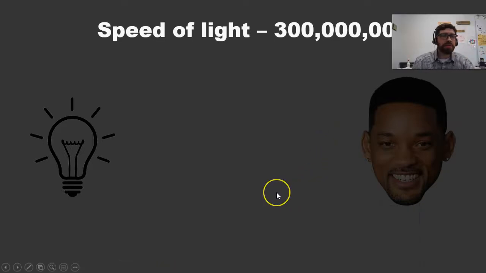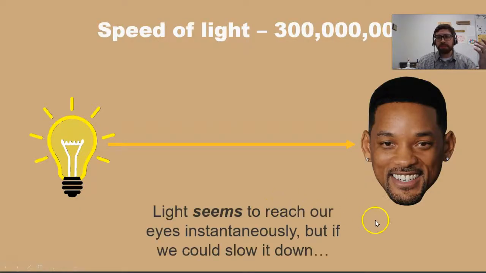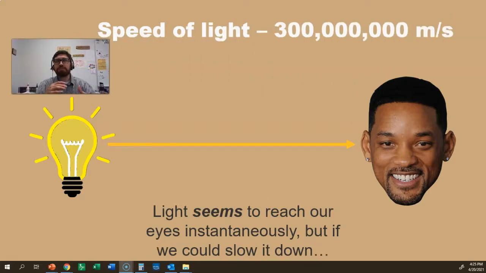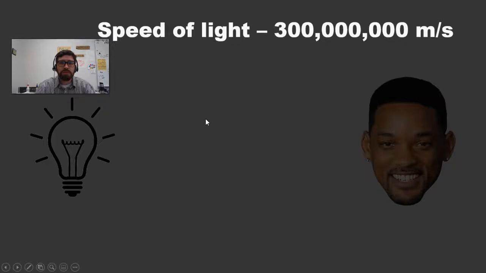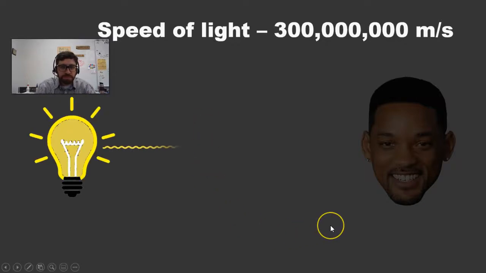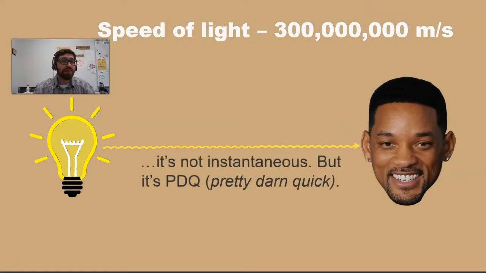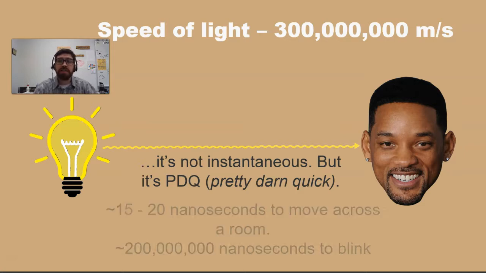What's interesting about light that many people don't realize is that it looks instantaneous. It seems to reach our eyes practically instantaneously. When you turn on the light, boom, everything shows up. But that's not actually the way it occurs. And if we could slow light down, what we would find is that when we turn on the light, it actually takes a little bit of time to reach our eyes and to illuminate everything in the room. It's not instantaneous. It's PDQ, which stands for pretty darn quick. It is pretty darn quick.